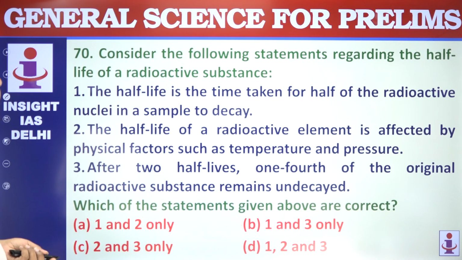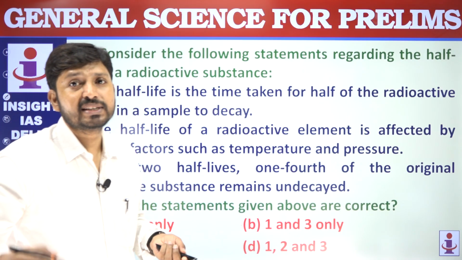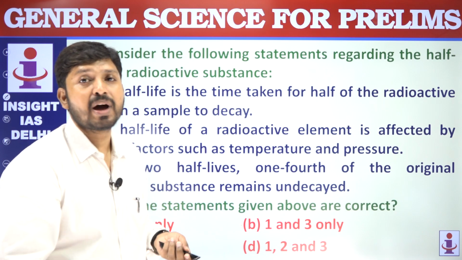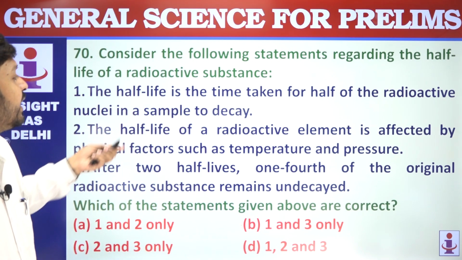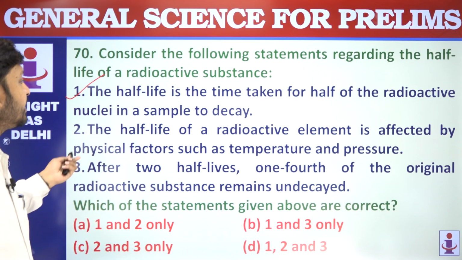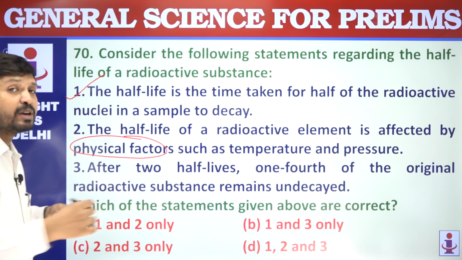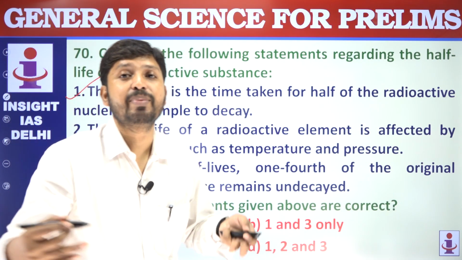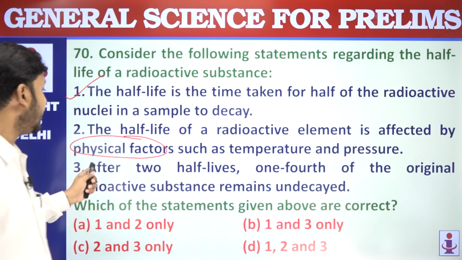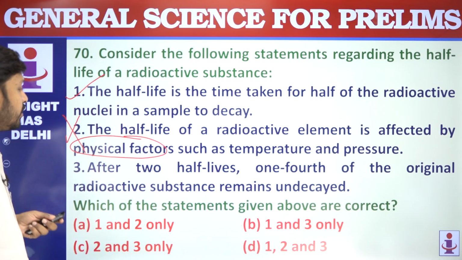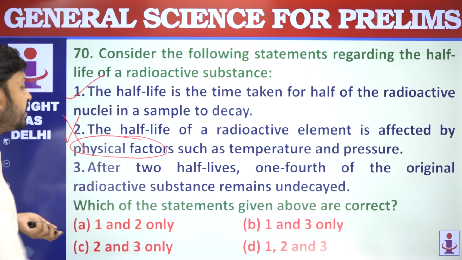Consider the following statements regarding the half-life of a radioactive substance. Half-life is nothing but how many years it takes for the quantity to become half. The half-life is the time taken for half of the radioactive nuclei in a sample to decay. Yes. The half-life of a radioactive element is affected by physical factors. No, generally chemical reactions are impacted by physical factors like temperature, but radioactive decay won't depend on any physical factors. So this is wrong. And after 2 half-lives, 1/4 of the original radioactive substance will remain undecayed.